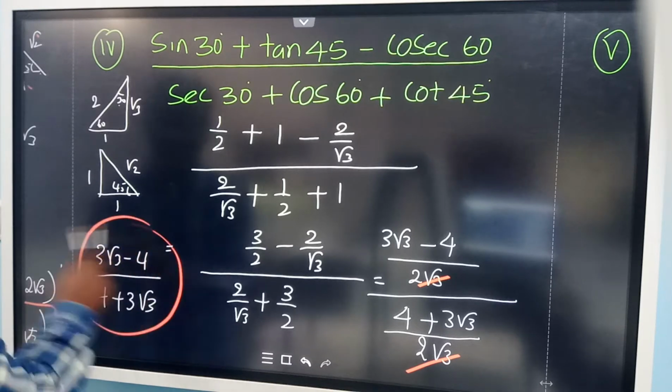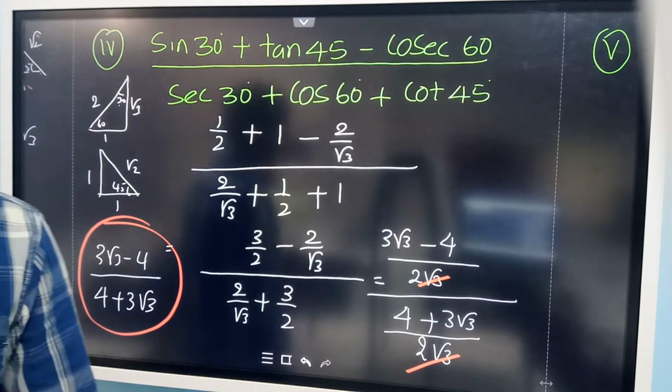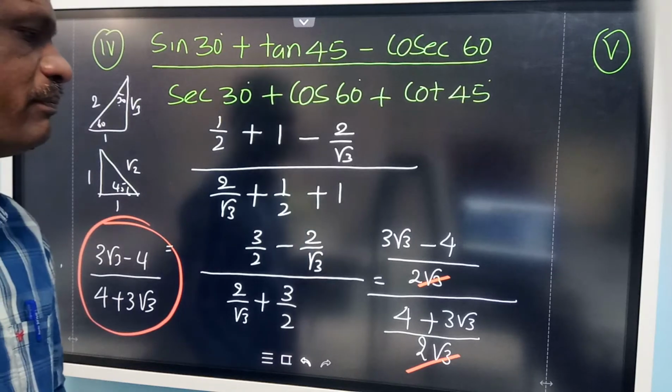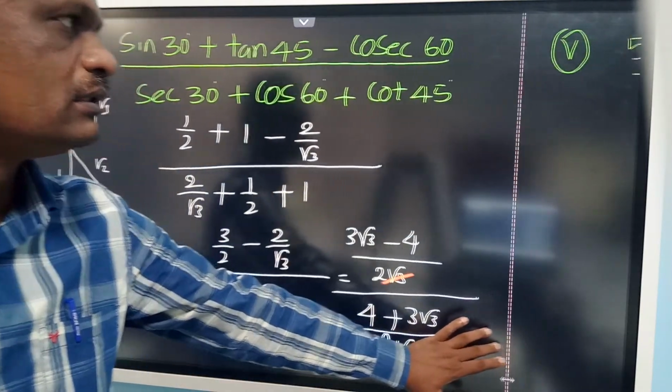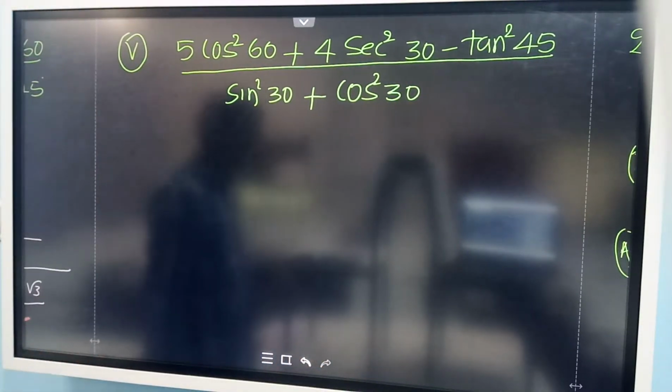So rationalize this denominator and simplify. So you will get the answer. Rationalize the denominator in a different form. Okay, you can rationalize the denominator. So now after this we will go to the last question of this first main.